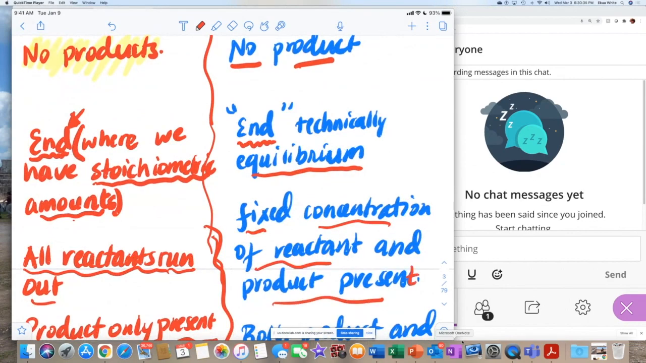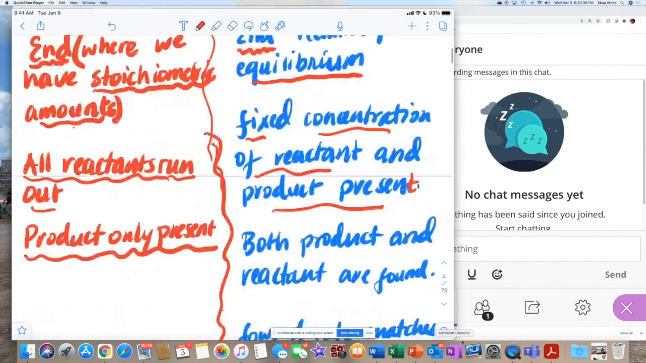That is, if nothing is escaping, right? It will be approximately constant. And then we'll see that, unlike the first scenario, you will actually find both product and reactant. All the reactants will be present, not just one.